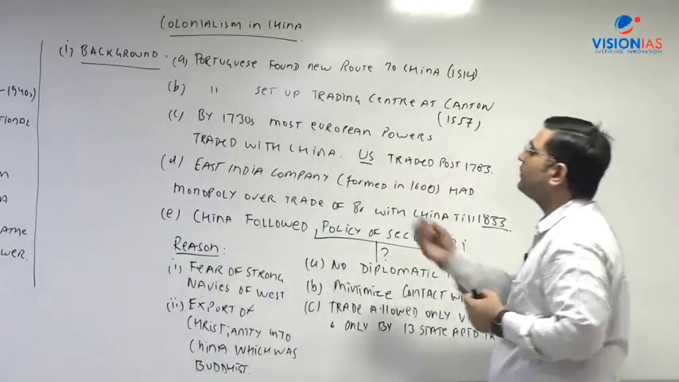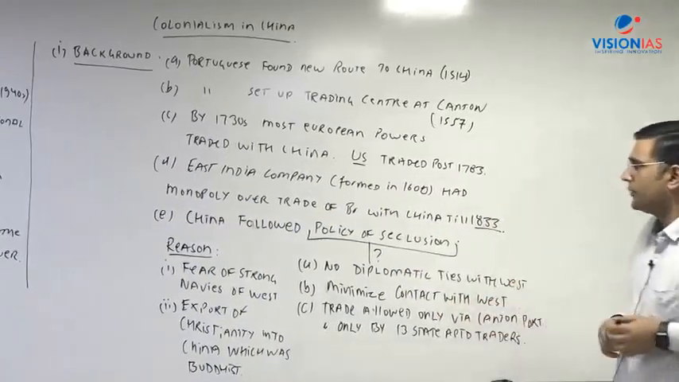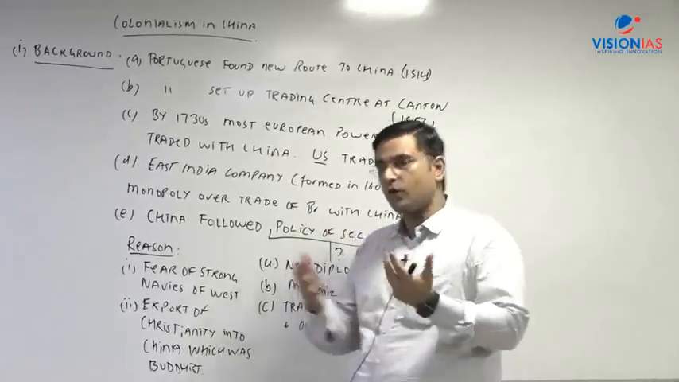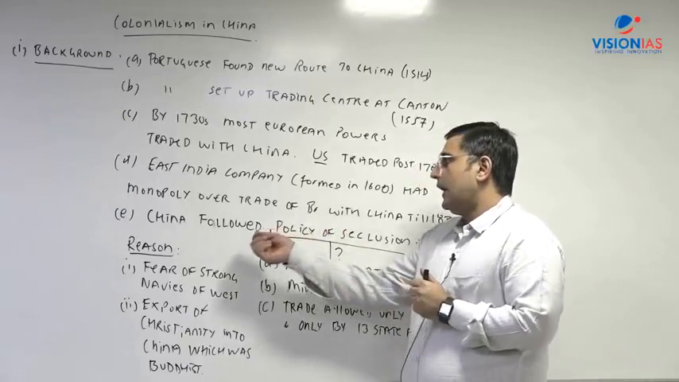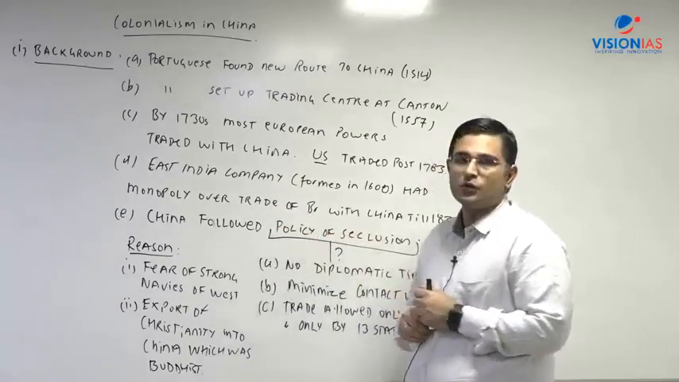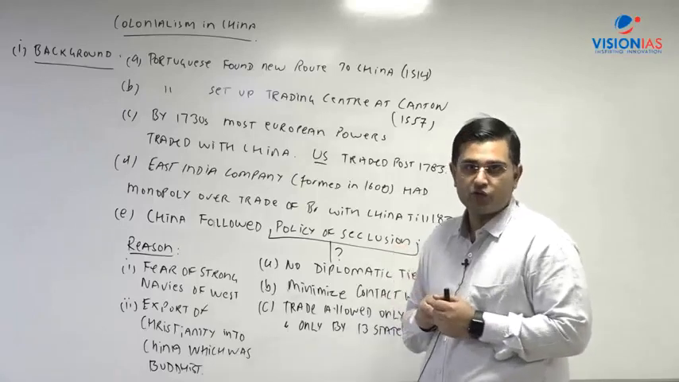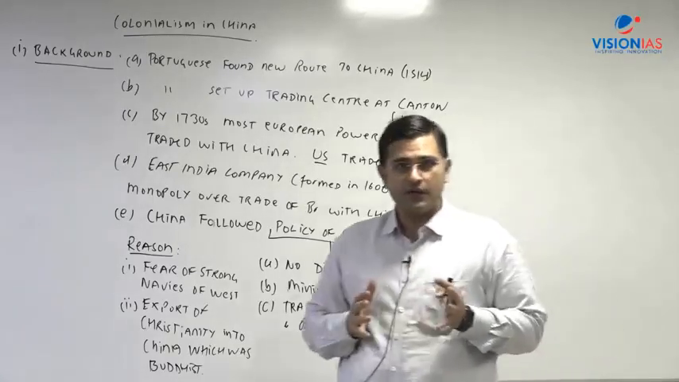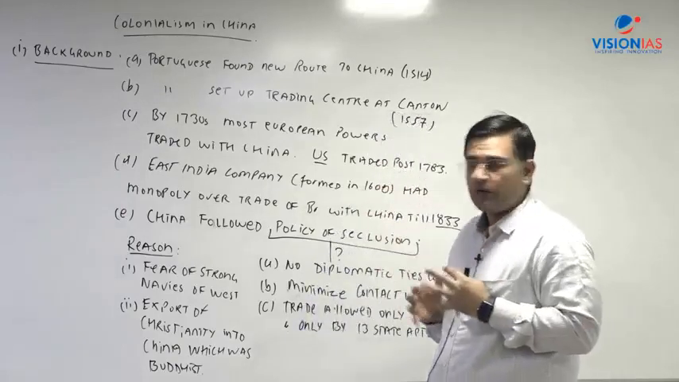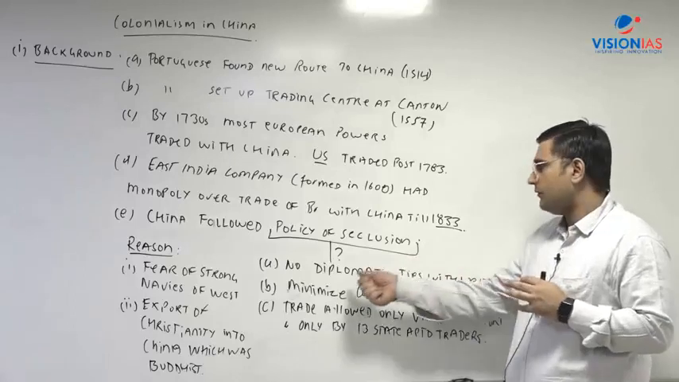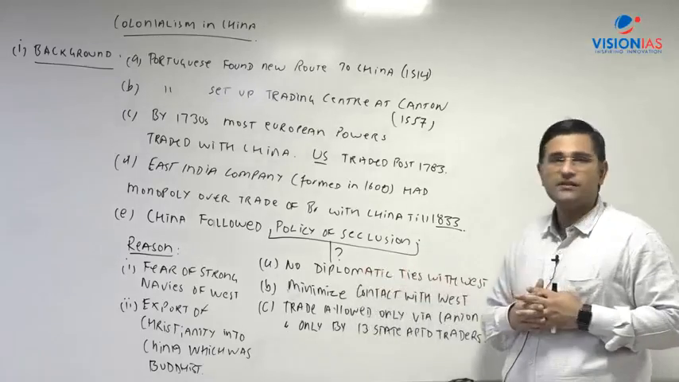As I was telling you, the East India Company had a monopoly over trade with China till 1833. After that, other British businesses could also do trade. However, China soon adopted a policy of seclusion. What is this policy of seclusion? It means that we are going to be secluded from the rest of the world. We want limited interaction. How? For example, there will not be any political interaction. We do not want any diplomatic ties with the West.